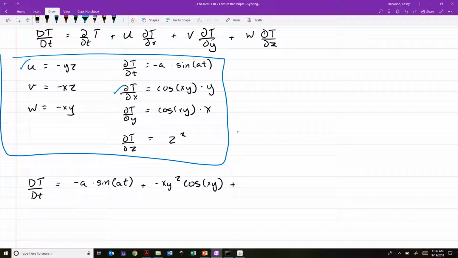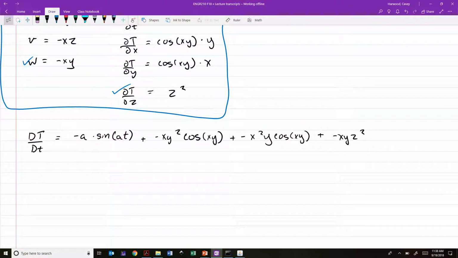plus v times the y derivative, so that guy and that guy, negative x squared y cosine of xy, plus, and then finally, w times the z derivative, which is going to be negative xyz squared. Okay. And at this point, you could simplify things a little bit. You could factor out that cosine xy from the middle two terms.